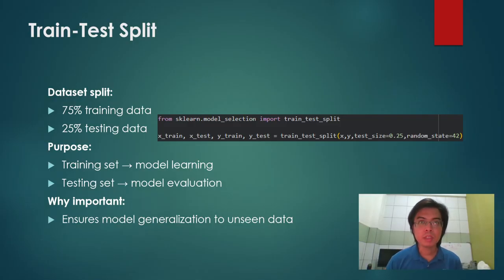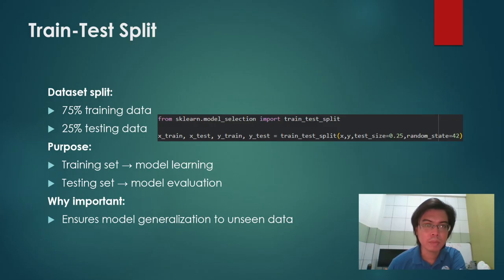In this step, we split our dataset into training and testing sets using the train_test_split method. We use 75% of the data for training the model and 25% for testing it. The training set is used by the model to learn patterns from the data, while the testing set is used to evaluate how well the model performs on unseen data.